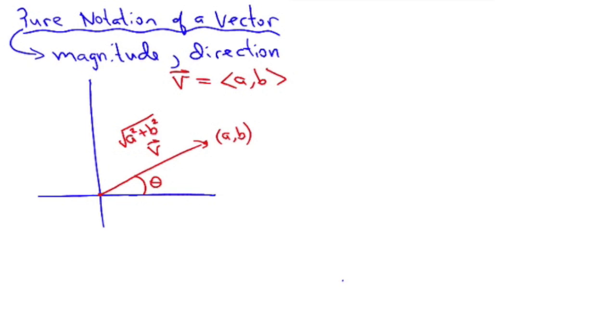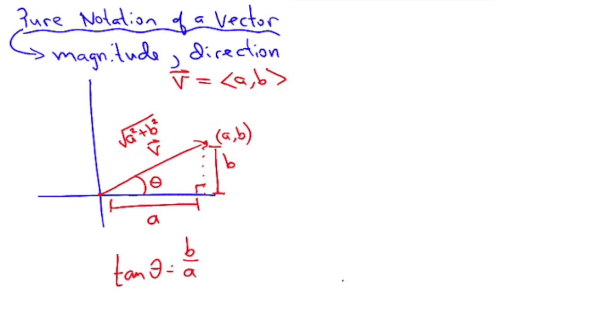Find the lengths of the other two sides. So create a little right triangle. How long is this side? a. How long is this side? b. How do you find theta? Tangent. So you would say tan of theta is equal to b over a.